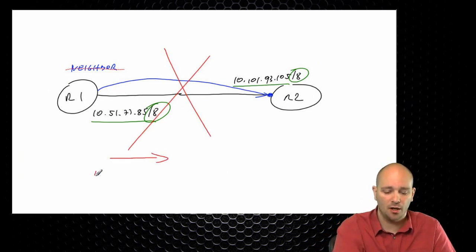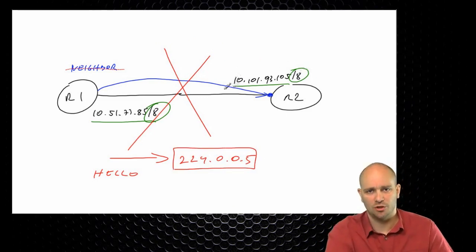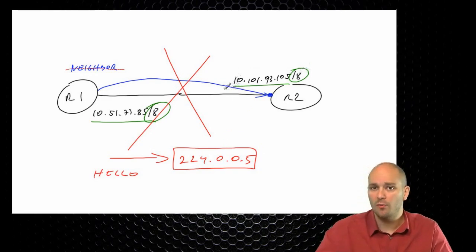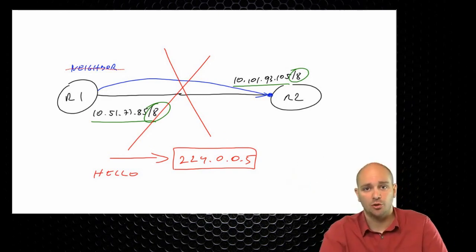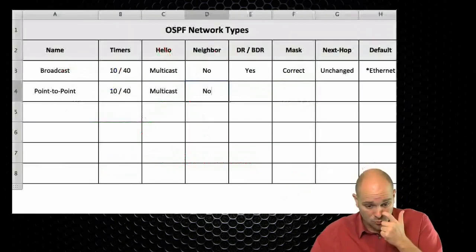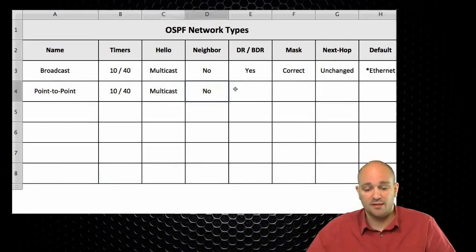Because the actual hello that is being sent is going to be sent to 224.0.0.5, precisely to avoid having to know what's on the other side. Because the only way we would ever know what's on the other side is if we used /31 mask. And /31 mask is not actually a requirement to get the point-to-point network type going. So this is why we are sending multicast hellos, and we don't need the neighbor statement.